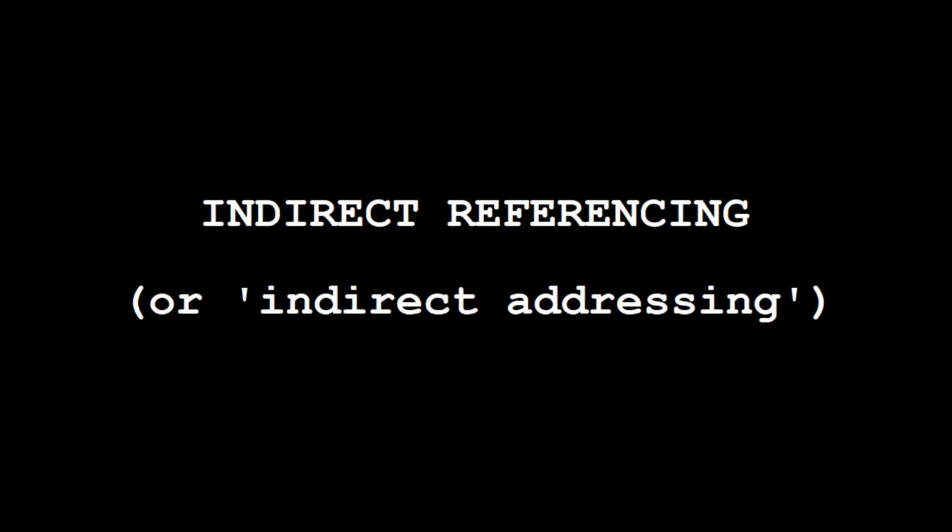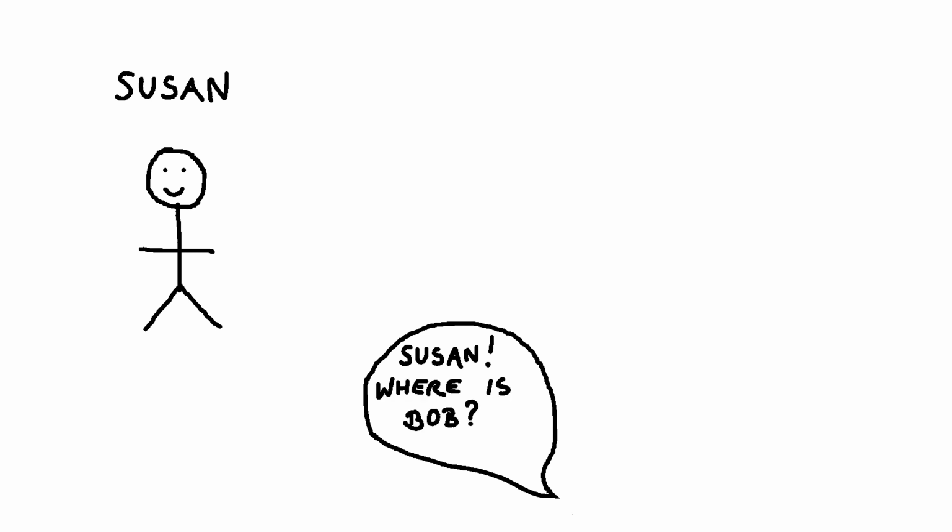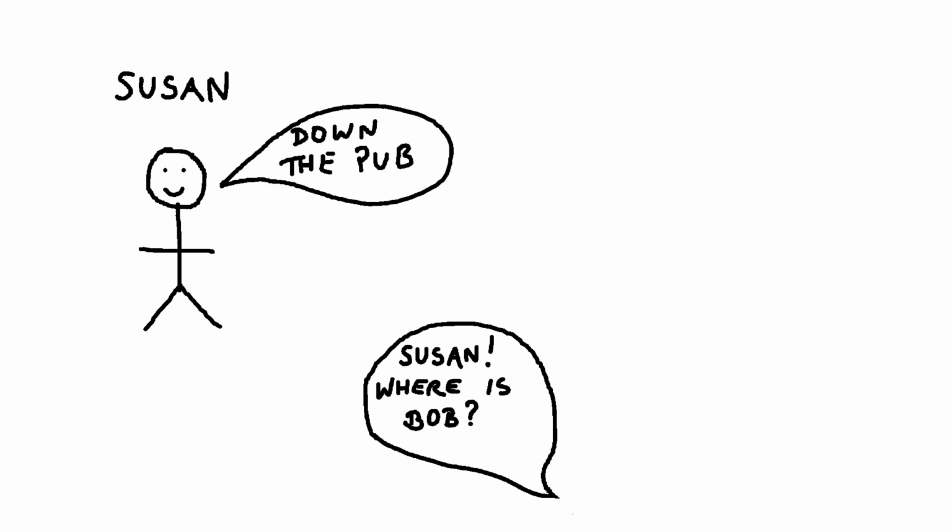If it seems a little bit mysterious, try and think of it like this. Imagine I've got two friends, Bob and Susan. Bob isn't here right now, Susan is. I want to know where Bob is, so I say, hey, Susan, where's Bob? Susan says, oh, Bob, he's down the pub. Now I know where Bob is. He's not here, but by asking Susan, who does know, I'm able to find out.